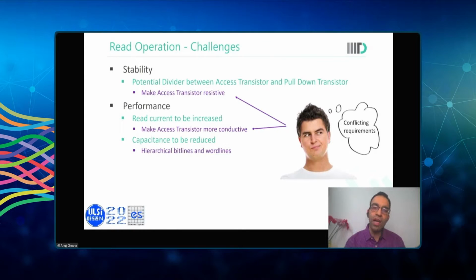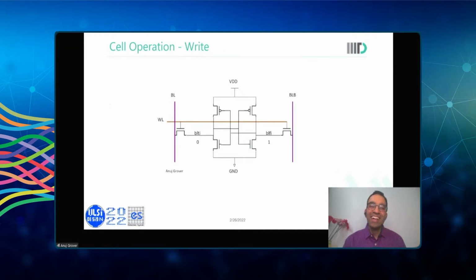We also want to have the excess transistor become resistive, while at the same time we want it to be more conductive. So how do we handle it? We will see. Let's first look at the write operation also.